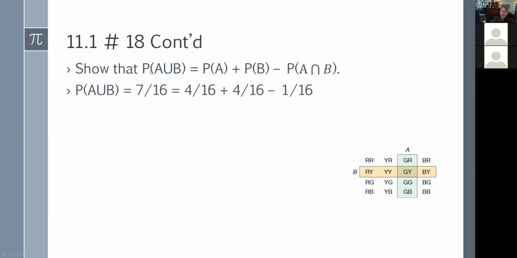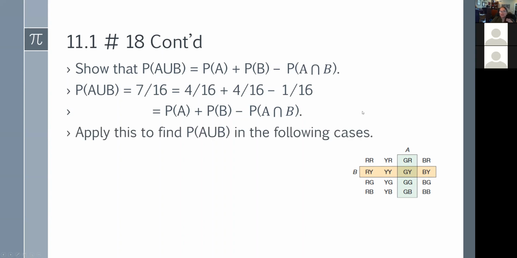The probability of the union of two events will always equal the probability of the first event plus the probability of the second event minus the probability of their intersection. Okay, and so we have shown that this really does work. And then it says apply this to find the probability of A union B in the following cases.